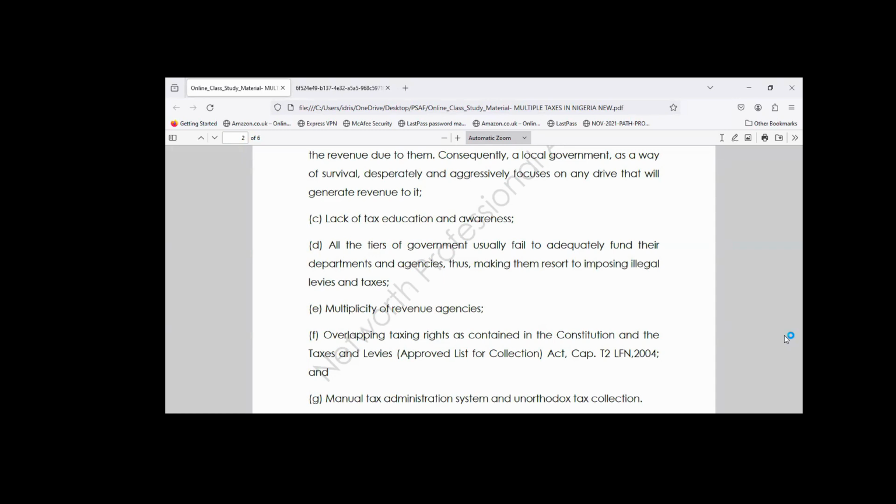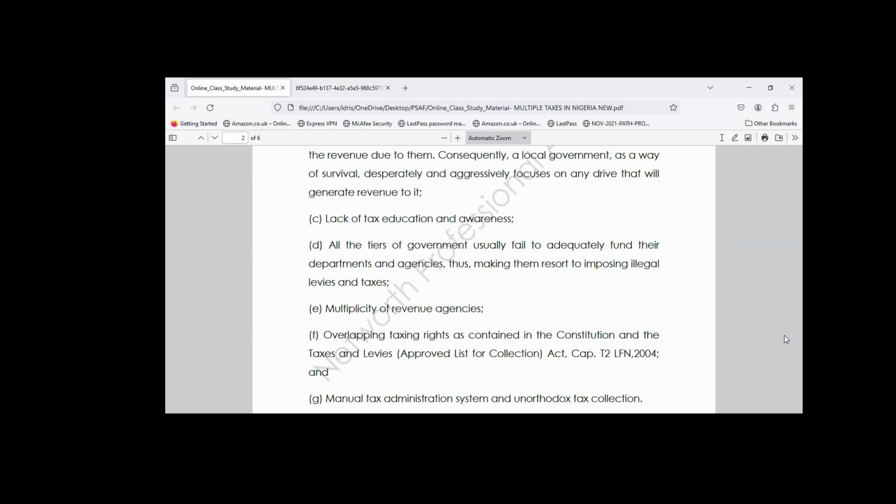Another cause of multiple taxes is overlapping taxing rights as contained in the constitution. We have taxing rights for each tier of government. Taxing right means the types of taxes that each tier of government can collect. The federal government has its own taxes and levies that it can collect, the state government has, and the local government has.